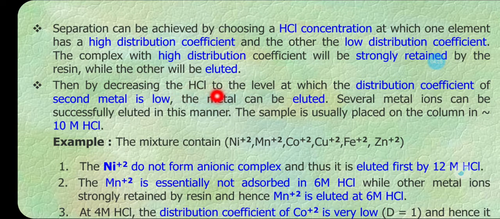Then by decreasing the HCl to the level at which the distribution coefficient of the second metal is low, that metal can be eluted. Several metal ions can be successfully eluted in this manner by changing the concentration of the complexing reagent, that is HCl.